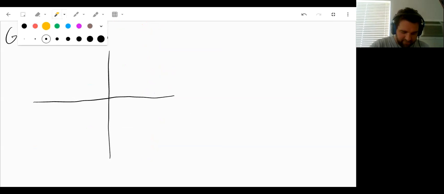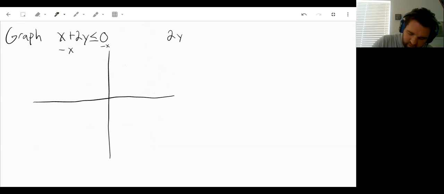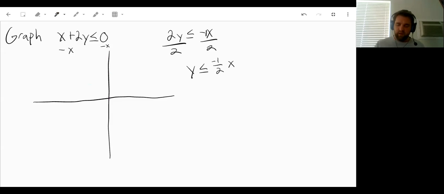For this, we have to graph this line. So x plus 2y is less than or equal to 0. Easiest way to do this, get it into slope-intercept form first. So we'll have to subtract x from both sides, which will leave us with 2y is less than or equal to negative x. Or you can also think of that as a negative 1x. Now we can divide both sides by 2, and we get y is less than or equal to negative 1/2 x. Well, this is a direct variation equation because it doesn't have a y-intercept added onto the end.